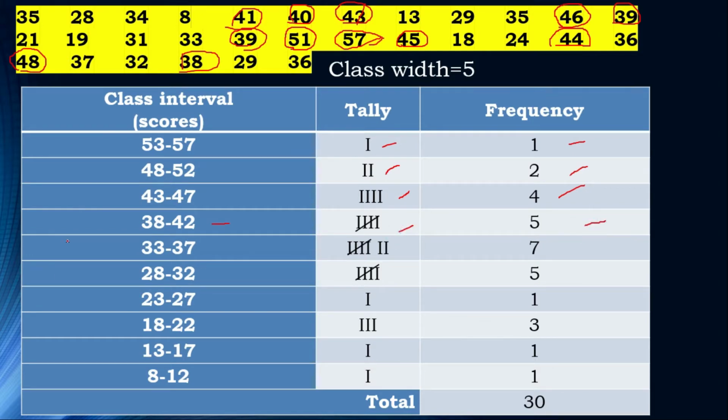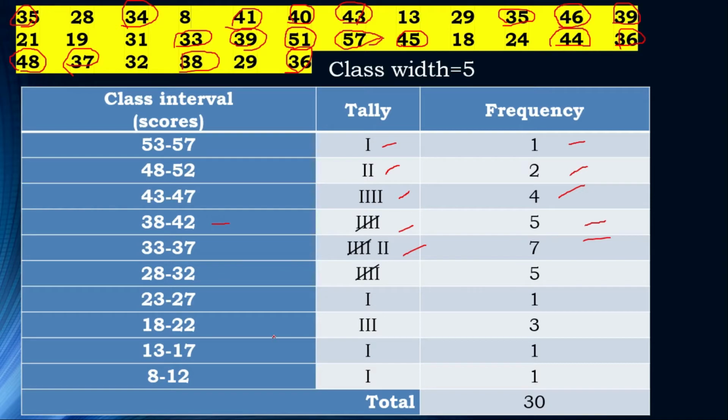Okay? Let's proceed to the class interval 33 to 37. So, start tayo sa 33, 34, 35, 36, 37. Yun yung hahanapin nating values. So, we have here 33, 1, 2, 3, 4, 5, 6, 7, meron pa ba? So, wala na. Kaya meron tayo dito 7 na tally at 7 din sa ating frequency.